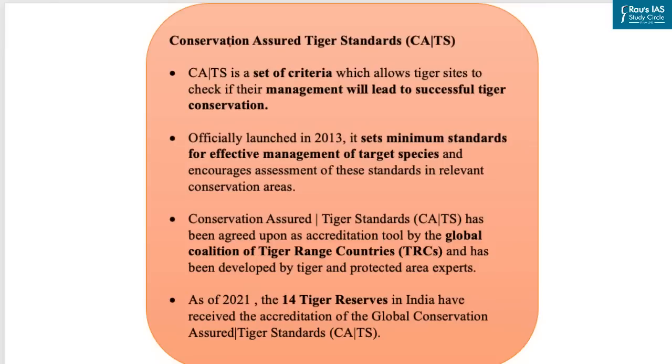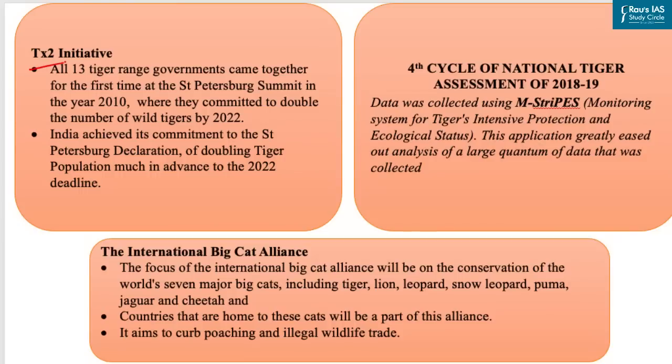Another important initiative related to tiger is Conservation Assured Tiger Standards. It is a set of criteria which allow tiger sites to check if their management will lead to successful tiger conservation. And as of 2021, 14 tiger reserves in India have received the accreditation of the Global Conservation Assured Tiger Standards. The next is the T x 2 initiative.